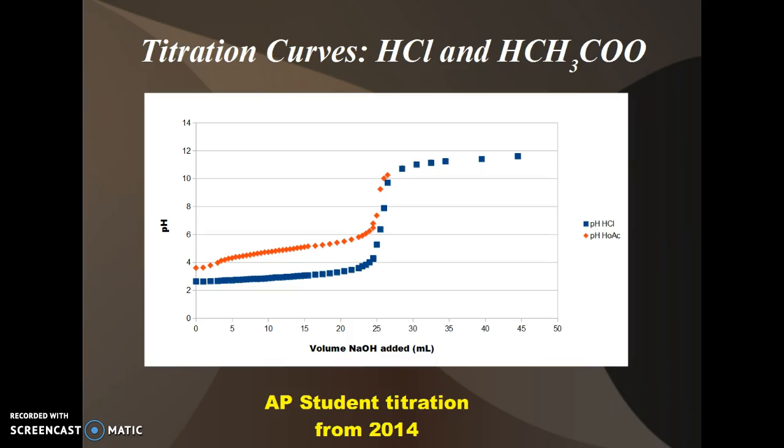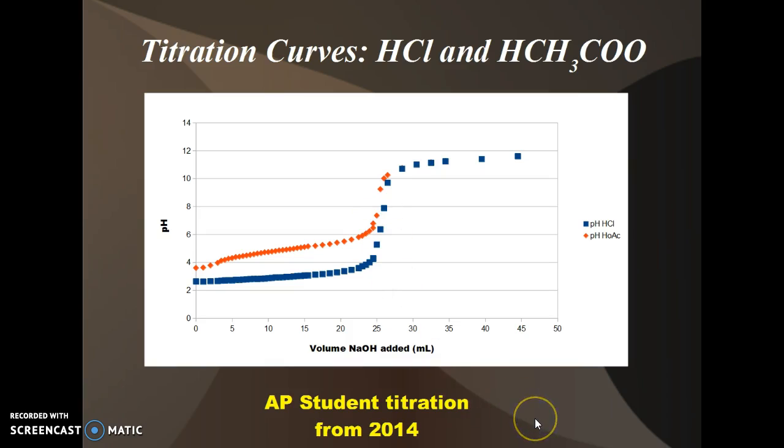pH is traced against the volume of sodium hydroxide added. We're titrating 0.01 molar hydrochloric acid, that's the blue line, and 0.01 molar acetic acid with 0.01 molar sodium hydroxide. So the equivalence point should be right at 25 milliliters of added sodium hydroxide, and you see that is very close to being true.